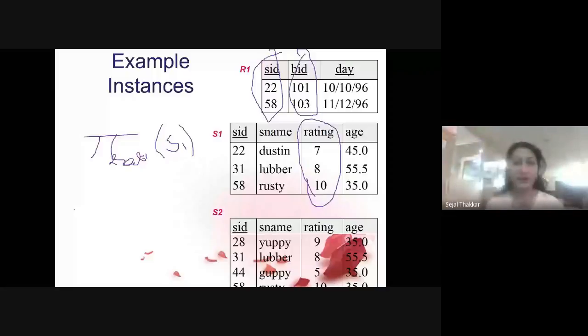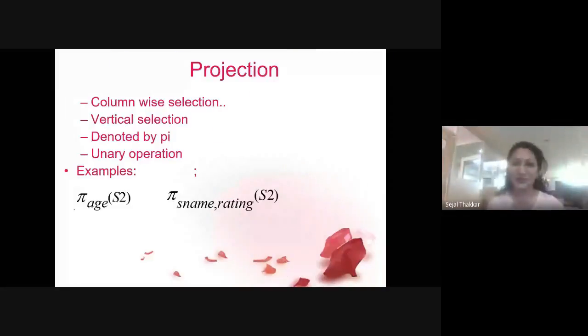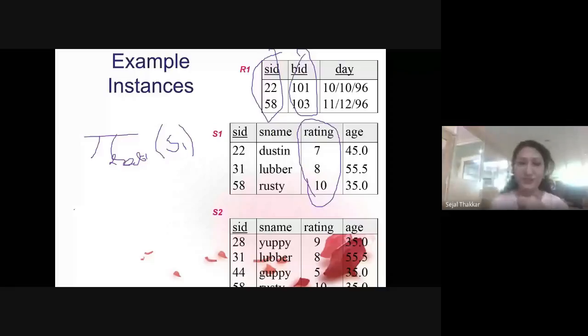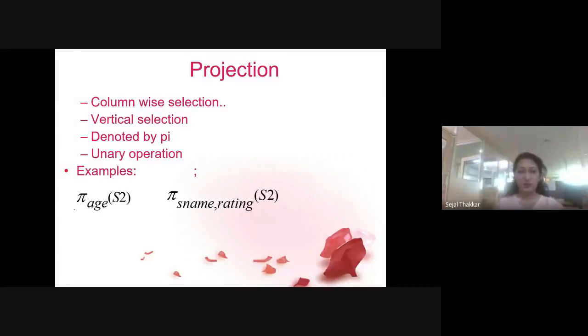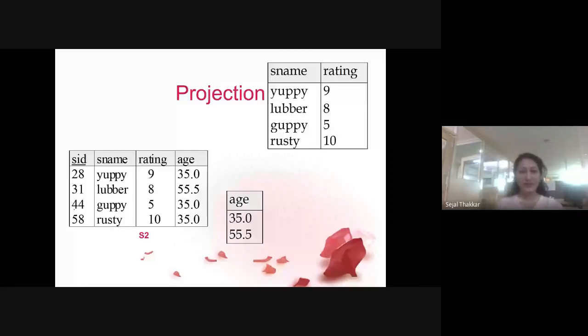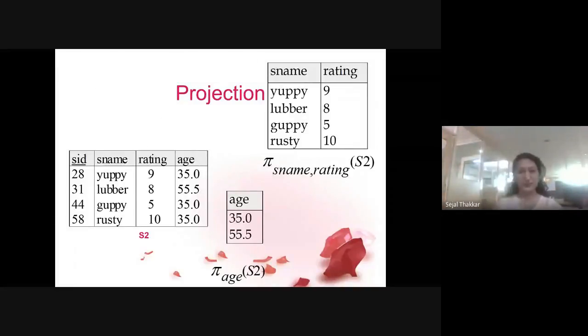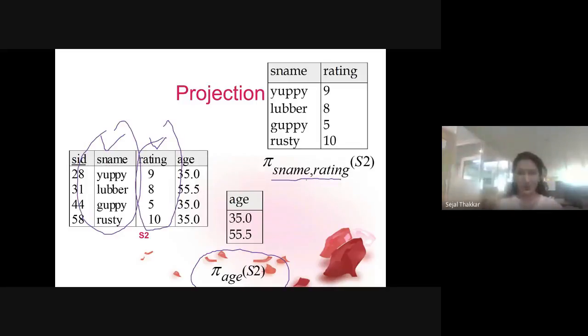Okay, very nice. So you can see here we have these three tables R1, S1, and S2. Column-wise selection is a vertical operation. It is applied on a single table, so it is known as a unary operator, and it is denoted by the symbol pi, right? Suppose I want to retrieve age from the table S2, then I write pi age S2. Suppose you want to retrieve sname and rating from S2, these are the only two columns I'm interested in, right? So pi, and you can see the comma.